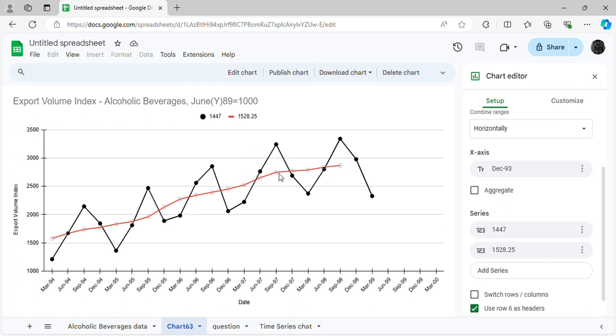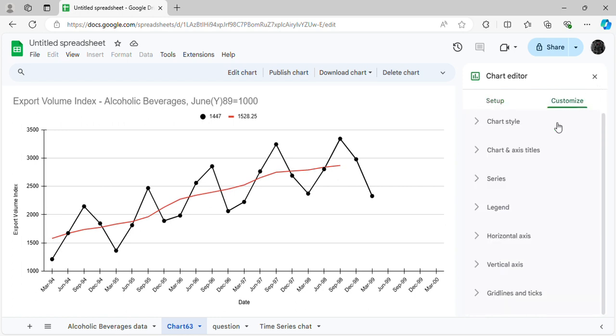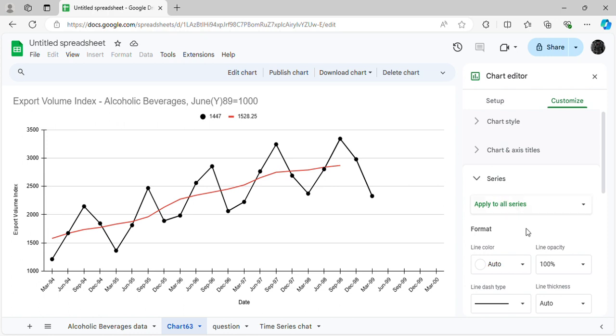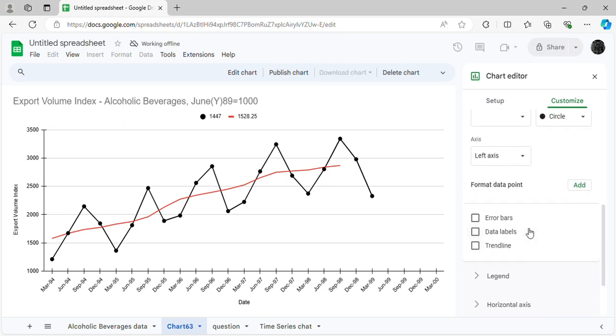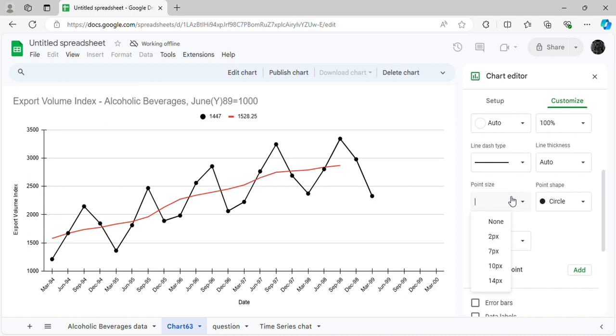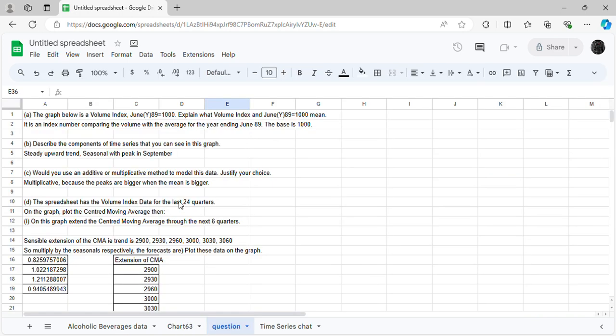Let's show the data points. Let's customize series. Under format, point size, let's choose 7px. Okay, so we have added the centered moving average. Let's go back to the question. On this graph, extend the centered moving average through the next 6 quarters.